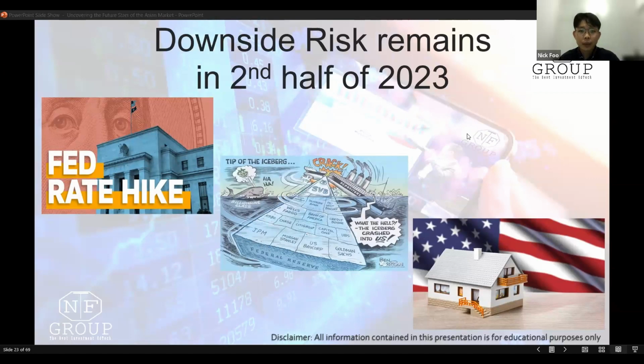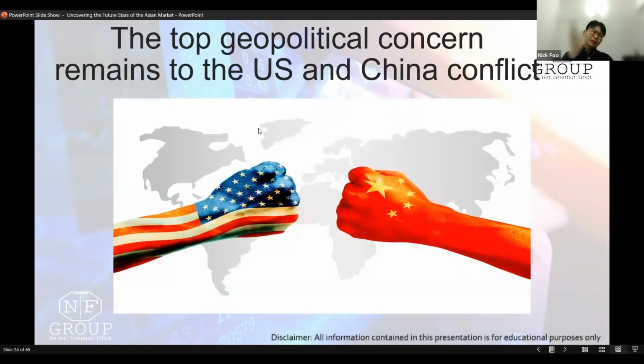Okay. Now, another top geopolitical concern. I think this is endless. Okay, this is definitely endless. This was initiated by Trump, ladies and gentlemen. As you know, the US will never stop fighting until they can defeat opponents. So I think this is definitely an endless fight between the US and China.